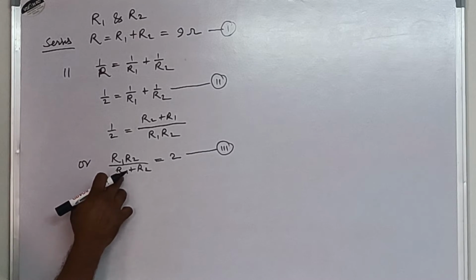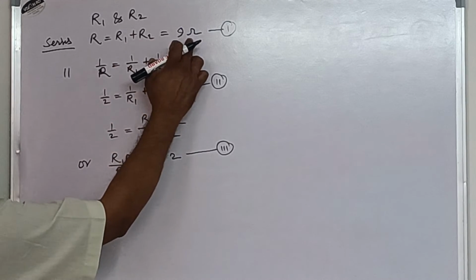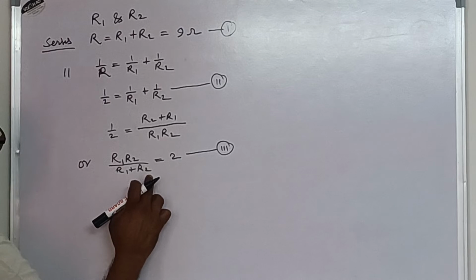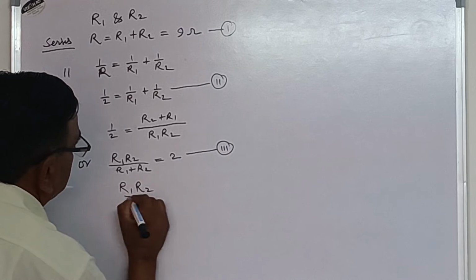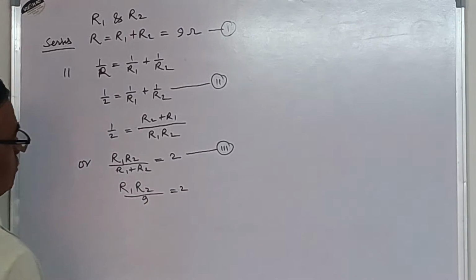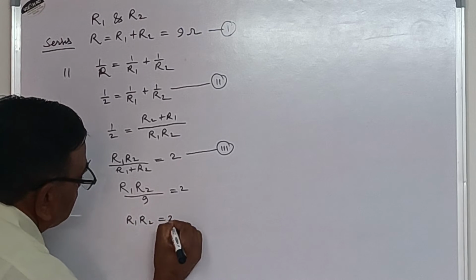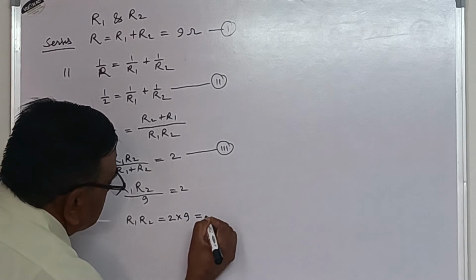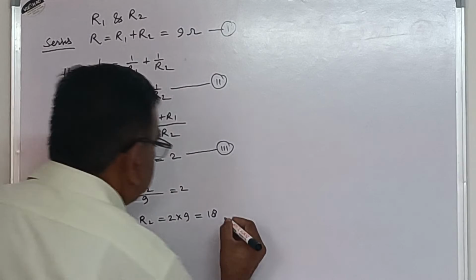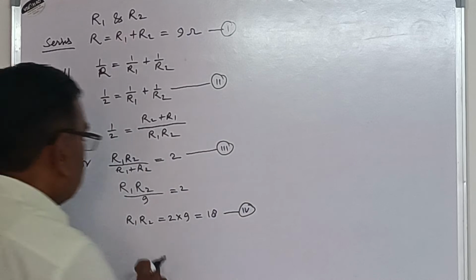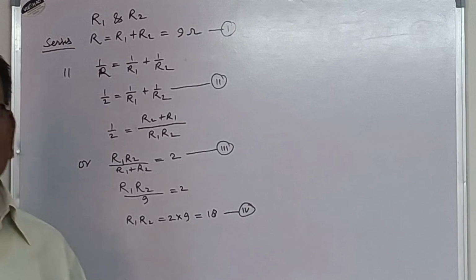Now put the value of R1 and R2, aapko pata hai. Here R1 plus R2 is equal to 9 ohm. To yahan R1 plus R2 is equal to 9 ohm likh dijiye. So R1 into R2 by 9 is equal to 2, or R1 R2 is equal to 2 multiplied by 9 is equal to 18. Now, this is the fourth equation. R1 multiplied by R2, dono ka guna, multiplication R1 aur R2 ka 18 hai.